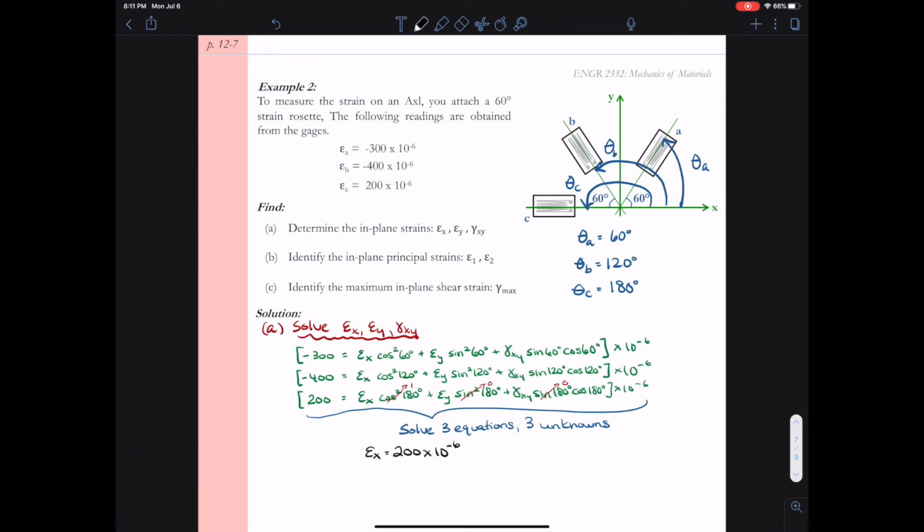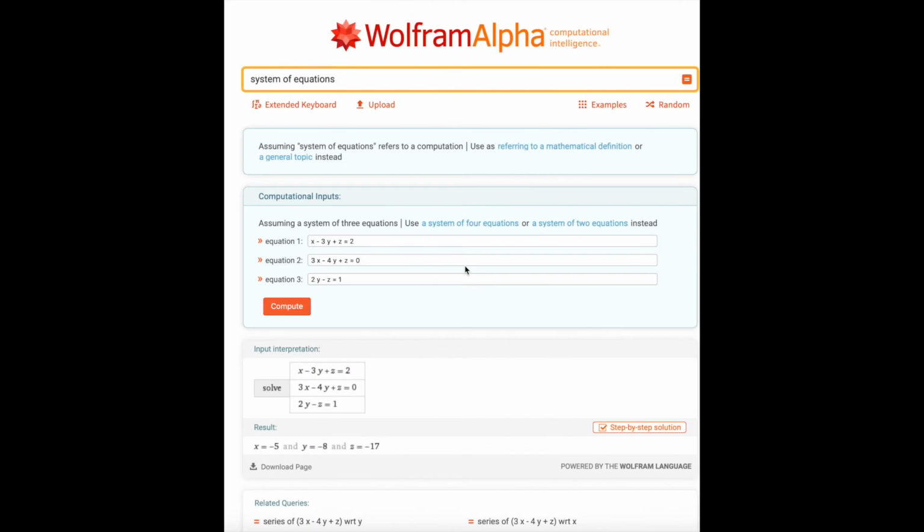If you struggle with writing this out or doing it on your calculator, I'd encourage you to check out the website Wolfram Alpha. So here I've gone to it, I've typed in system of equations, and it's given me three equations that I can enter. Now I had this one saved, so you can see this is equation A. So I have the negative 300 equals, and x equals epsilon x, y equals epsilon y, and z is going to be gamma xy. So I want to solve this system of equations for x, y, and z.